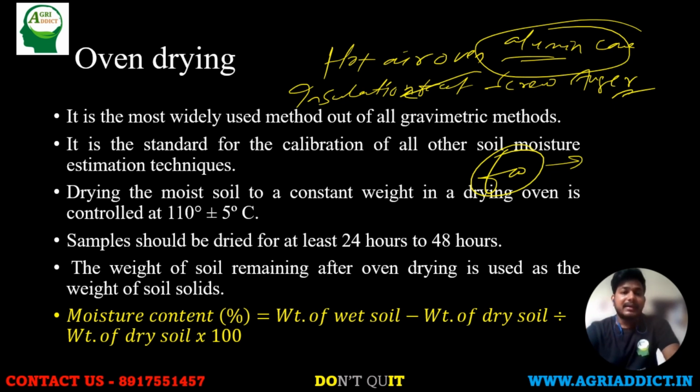Then keep that in the oven at 110 plus or minus 5 degrees centigrade, or it is 105 degrees centigrade. This is also one question: why should we fix the temperature at 105 degrees centigrade only? Because at this temperature the organic matter content of the soil will not burn. If it burns, then we will get an overestimation of the moisture. So for that reason we should fix the temperature at 105 degrees centigrade.